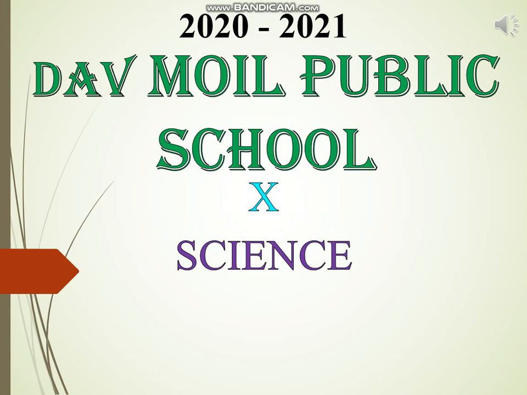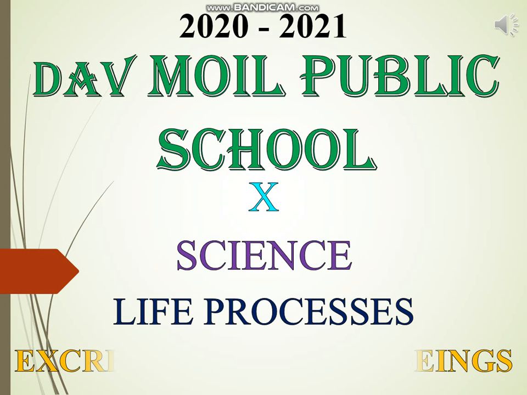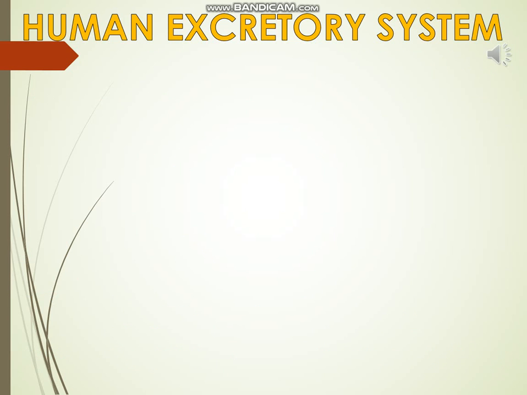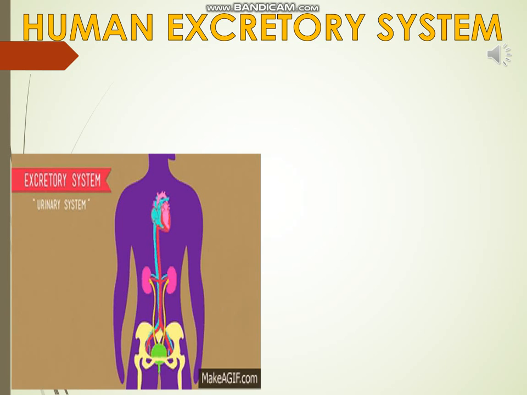Our today's topic is excretion in human beings. Life of every organism depends on certain basic processes. Excretion is one among them. Different organisms follow different modes of excretion. In complex organisms including humans, there is a specialized system for excretion called the human excretory system.